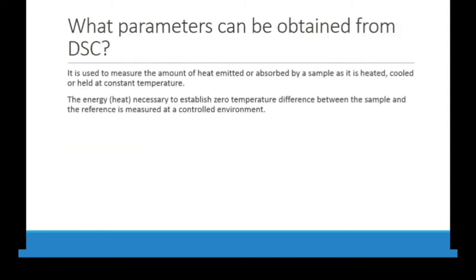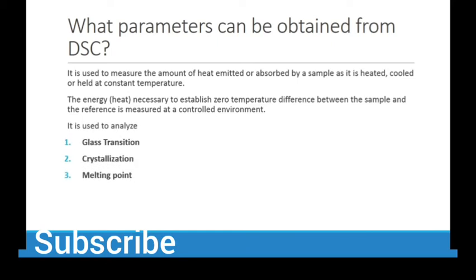So what parameters can be obtained from a DSC curve? It is used to measure the amount of heat emitted or absorbed by a sample as it is heated, cooled or held at constant temperature. The energy necessary to establish zero temperature difference between the sample and the reference is measured at a control temperature. So there must be zero temperature difference between sample and reference.